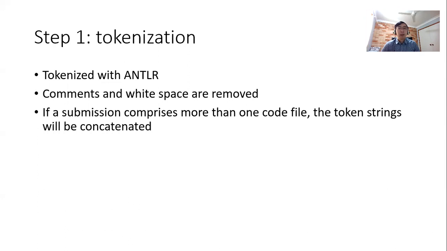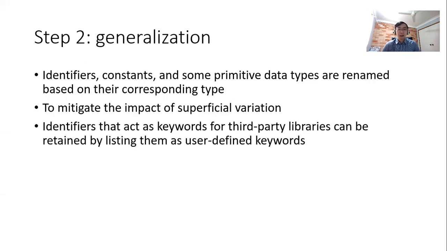First, tokenization. It is based on ANTLR, in which comments and white space are removed. If one submission comprises more than one code file, the token strings will be concatenated. The second step is generalization. At this step, identifiers, constants, and some primitive data types are renamed based on their corresponding type. This is to mitigate the impact of superficial variation, like variable renaming or setting a constant from 0 to 1. Of course, identifiers that act as keywords for third-party libraries should be retained, and this can be done by listing them as user-defined keywords.